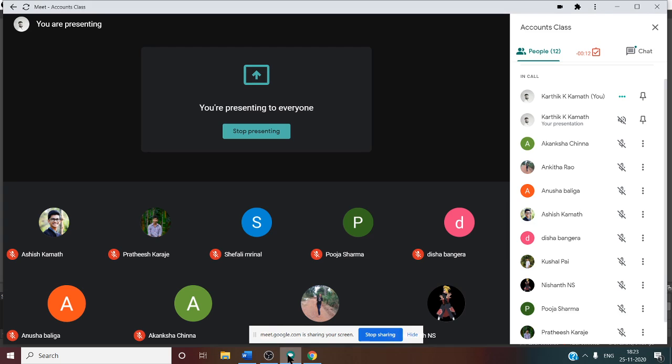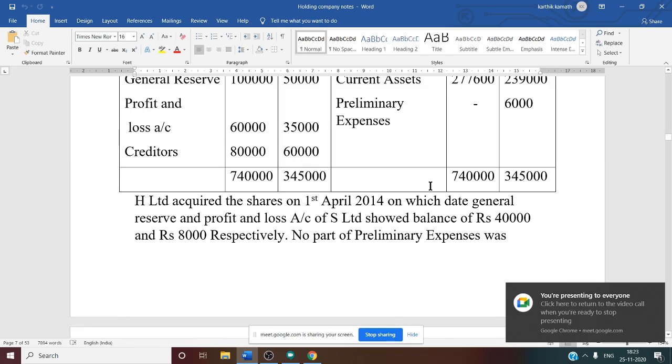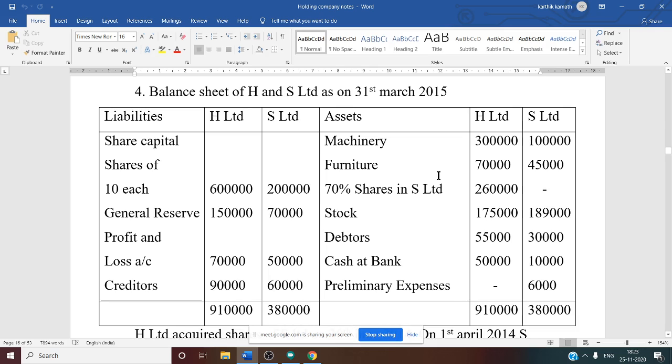Let us discuss problem number 4. So let us see the problem number 4. Yes, see this. Problem number 4. Balance sheet of H and S Limited as on 31st March 2015.